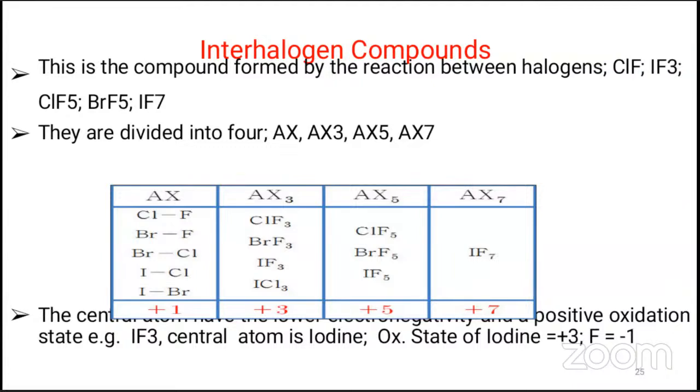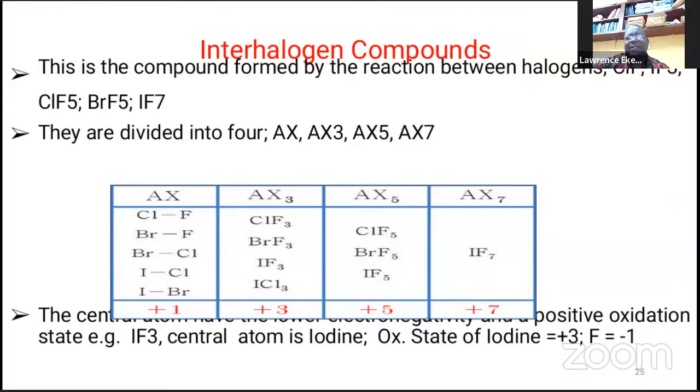Okay, so it depends on oxidation state. When they react with each other, they can form a molecule with the compound formula of AS or AS3 or AS5 or AS7, and that also determines the oxidation state of the element. And remember that the reactivity decreases as you go down the group.